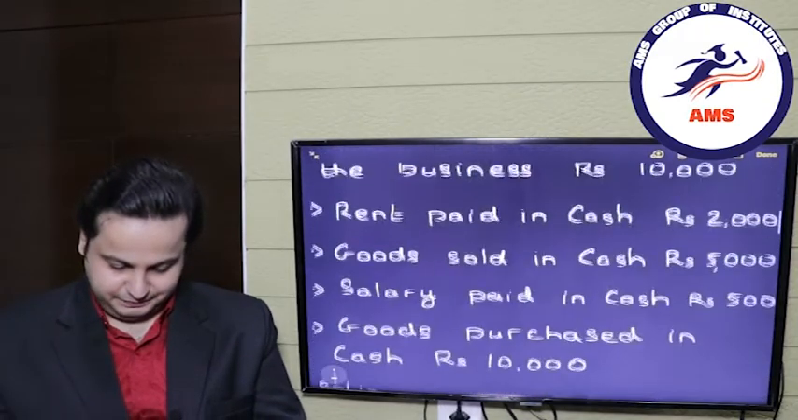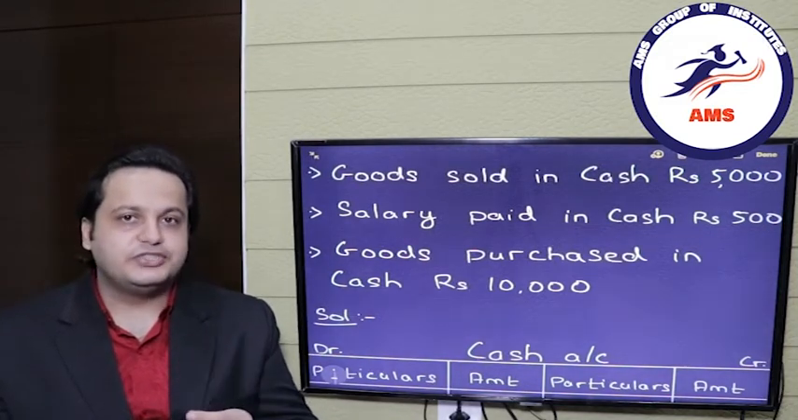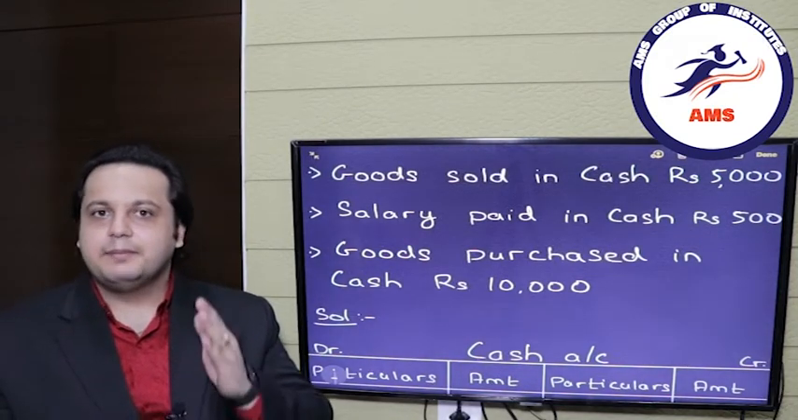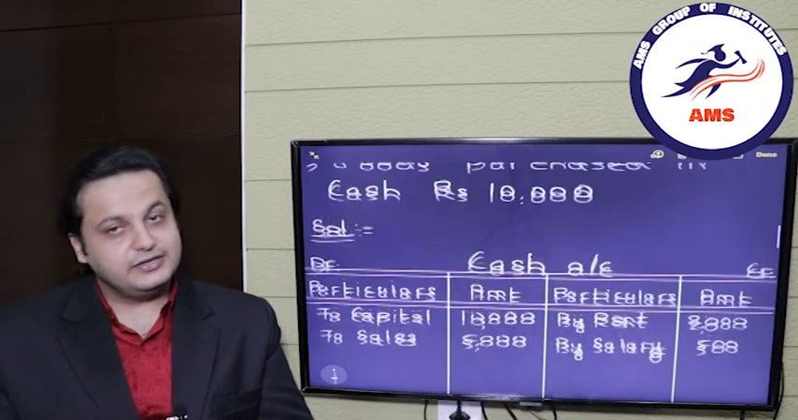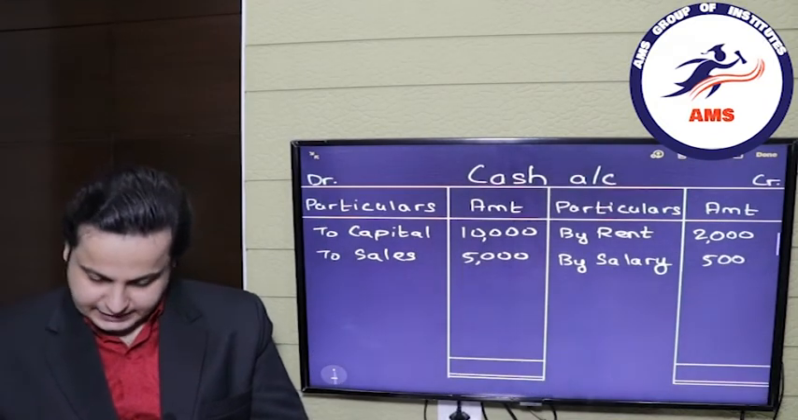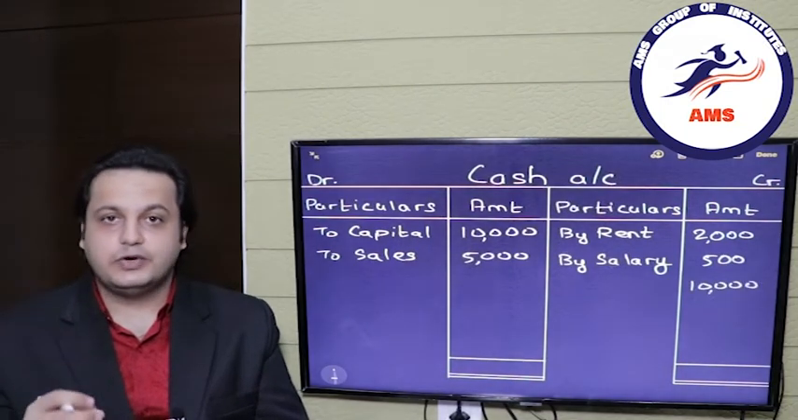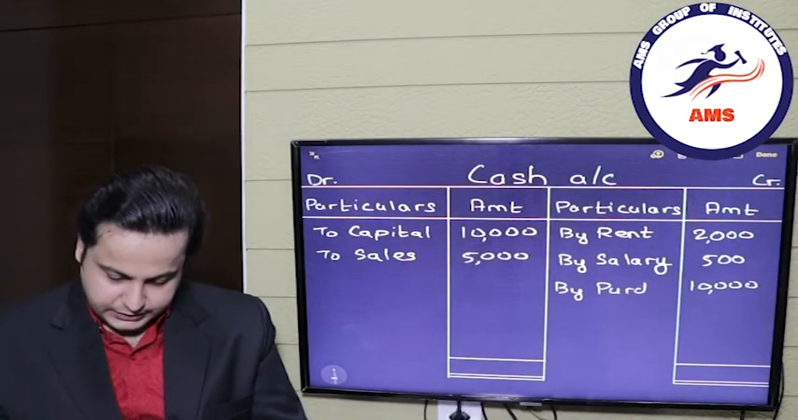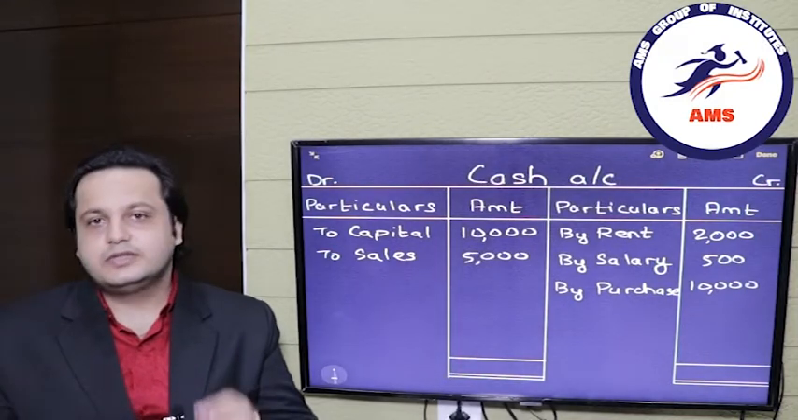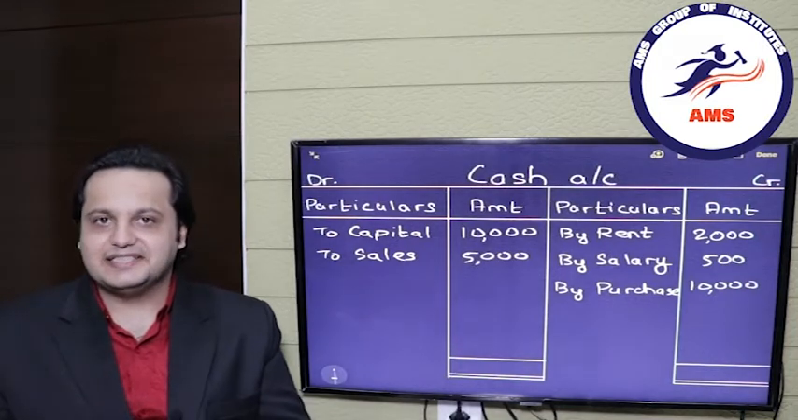Next transaction. Goods purchased in cash, rupees 10,000. Now goods are being purchased. So the journal entry will be by purchase account debit to cash account credit. Now cash account is being credited. So we will post this entry on the credit side. It is 10,000 rupees. And what was the debit account? The debit account was purchase. So by purchase account debit. So this is how you will do the posting of the journal entries in a ledger account.